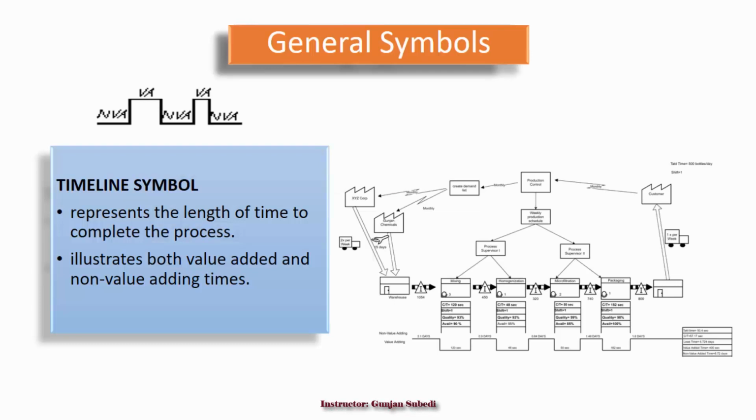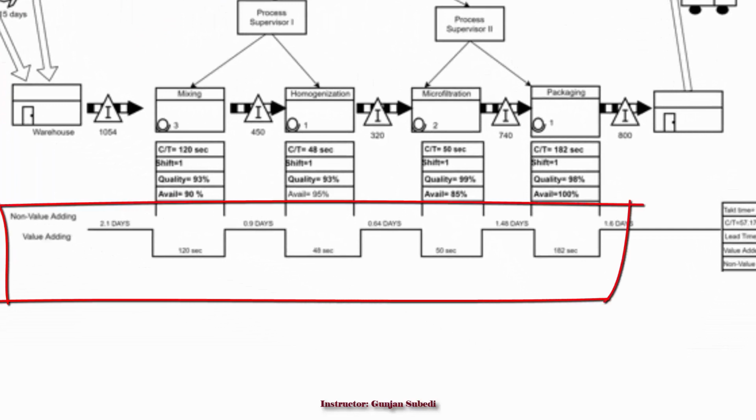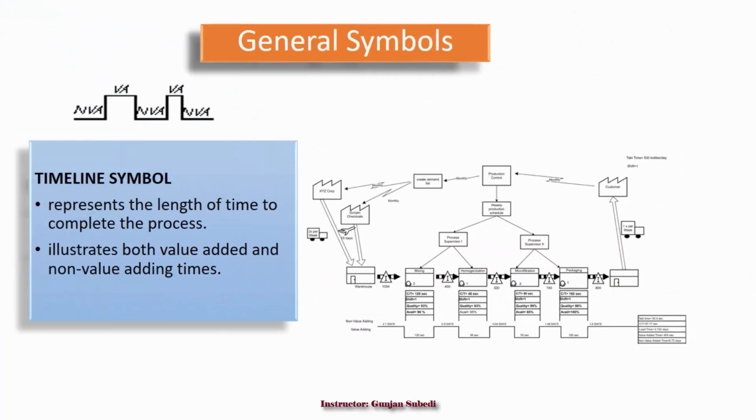The fourth and the final lecture series and symbol used in the value stream mapping are the general symbols. Take this symbol as an example. This is a timeline symbol. The timeline symbol represents the length of time to complete the process. It illustrates both value-added and non-value-adding times. Later, we can count these information to find the total value-adding and non-value-adding time and lead time.